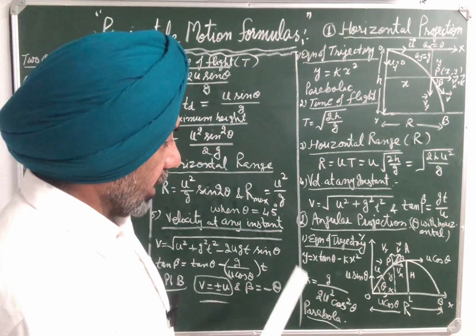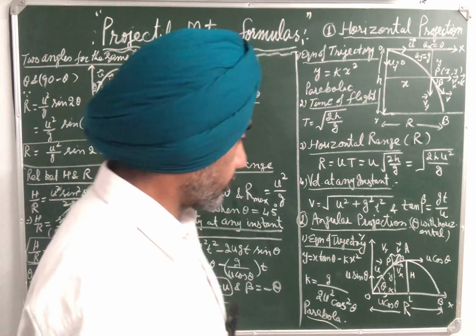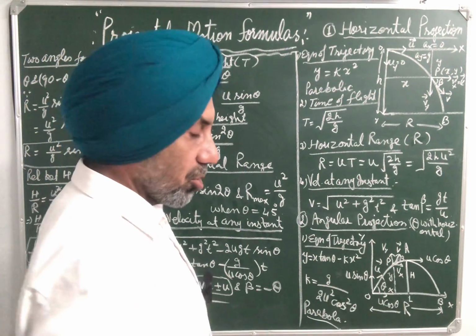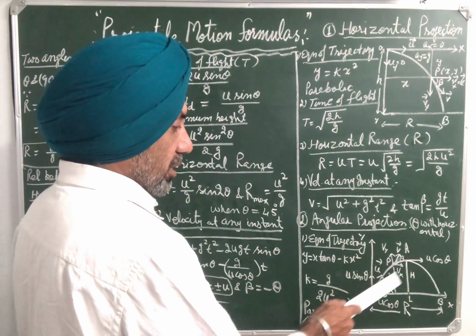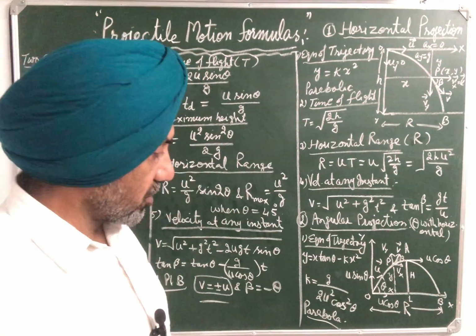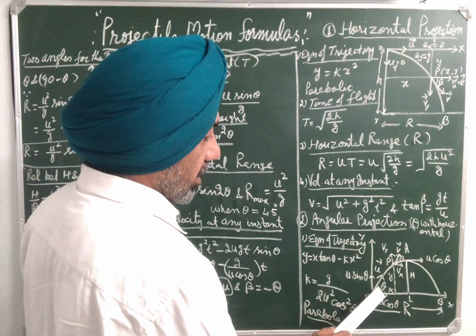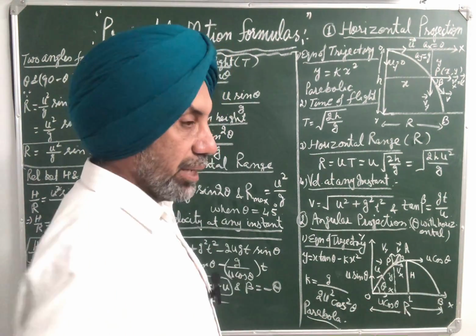So then what happens when a body is projected at some angle theta with the horizontal? So theta may be with the horizontal, or theta may be with the vertical. So the formulas will be different, but with a small difference. So the equation of trajectory, the path will be like OAB.